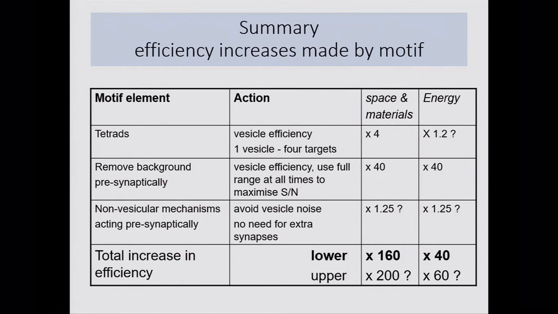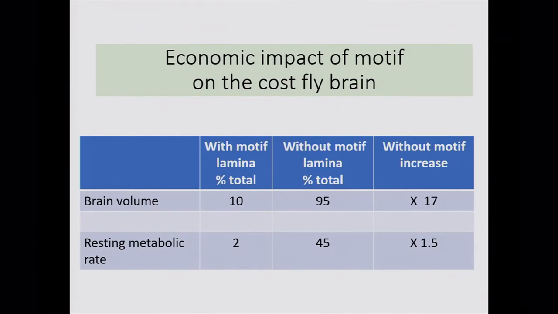When we put it all together, we see that by having multiple postsynaptic elements, removing the background presynaptically, and using a non-vesicular mechanism, you've got somewhere between 160 to 200 times more efficient use of materials and space, and between 40 and 60 times more efficient use of energy. So given this massive increase in efficiency, it's hardly surprising that this motif has been adopted not just at the structural and the processing level, but at the mechanistic level, because these are spectacular savings.